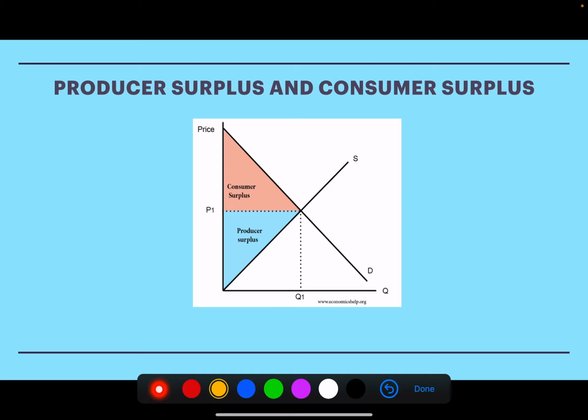And here's a final diagram showing consumer and producer surplus on the same diagram. So your consumer surplus is the top bit, your producer surplus is the bottom bit. And if you were to shift the supply or the demand curve, then you're going to be changing your consumer and producer surplus areas.